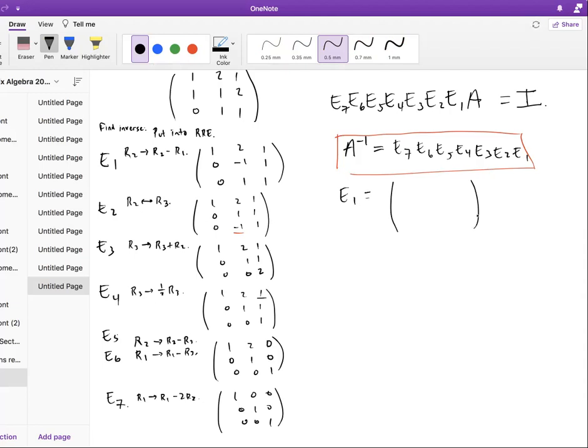What's the row 2 minus row 1 matrix? So again, this is a type 3, and the changing row is row 2. So that means that the first row stays the same, and the last row stays the same. And now, what is the second row going to be?